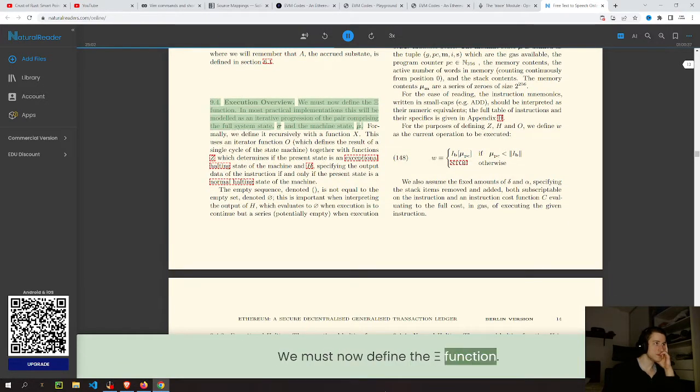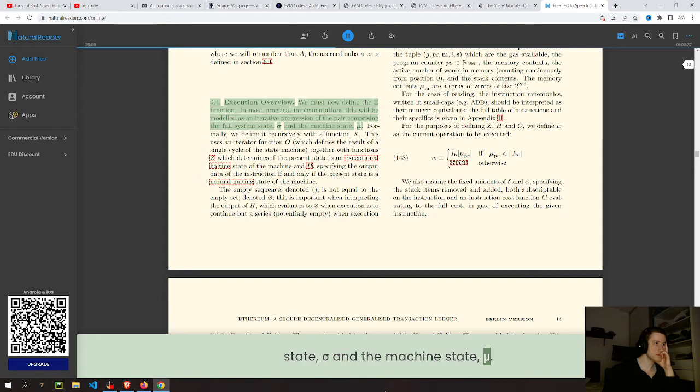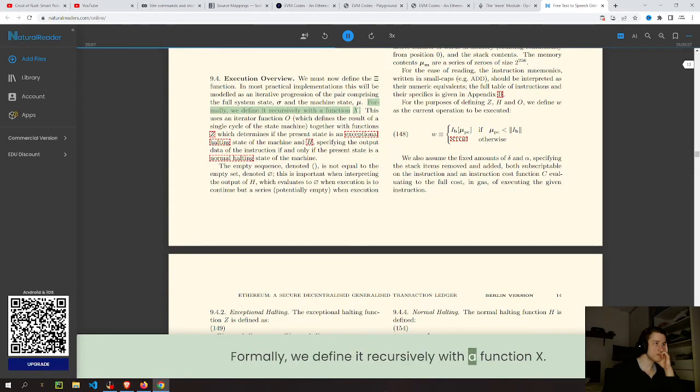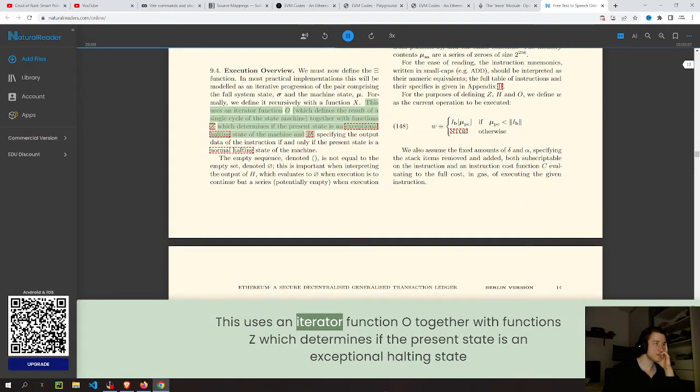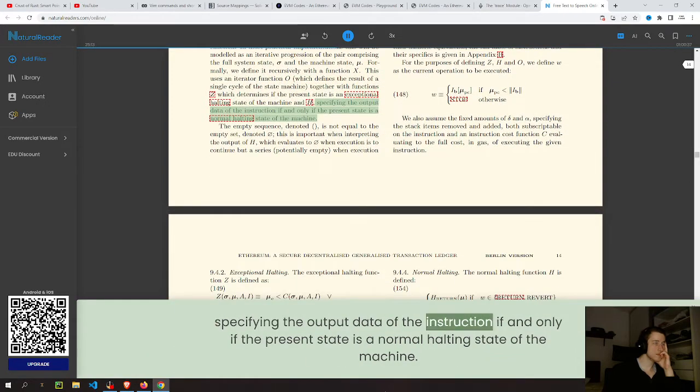9.4 Execution Overview. We must now define the psi function. In most practical implementations, this will be modeled as an iterative progression of the pair comprising the full system state, sigma, and the machine state, mu. Formally, we define it recursively with the function X. This uses an iterator function O together with function Z, which determines if the present state is an exceptional halting state of the machine, and H, specifying the output data of the instruction if and only if the present state is a normal halting state of the machine.